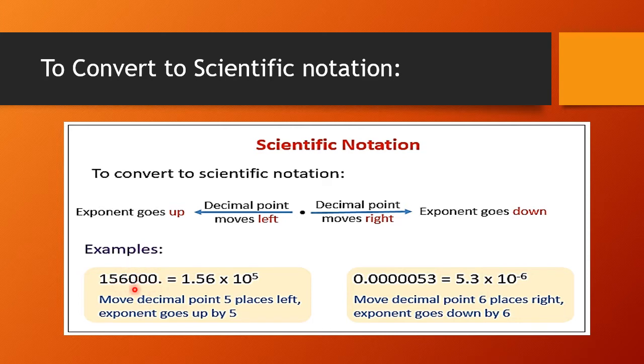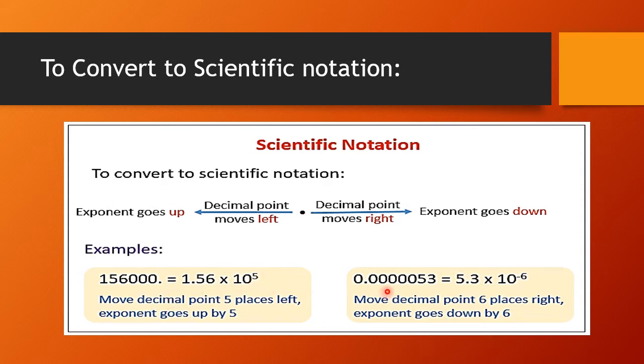We want to convert this number to scientific notation. So we will move the decimal point to the left. How many places to the left? Let's count. 1, 2, 3, 4, 5. So it will be 1.56 times 10 power 5. Why 5? Because we moved the decimal point to the left 5 places.